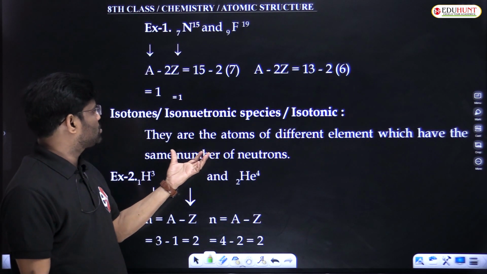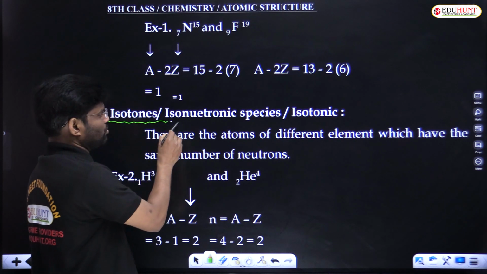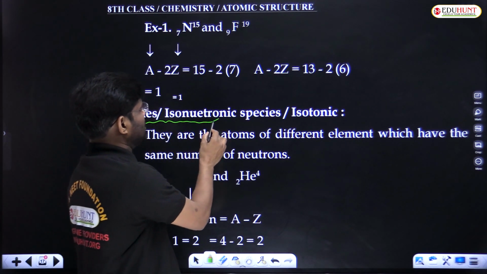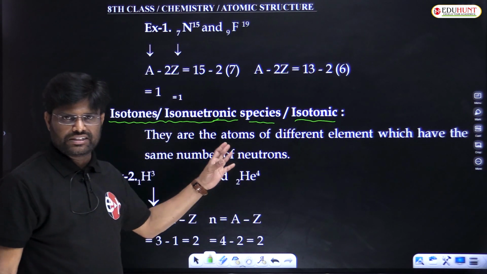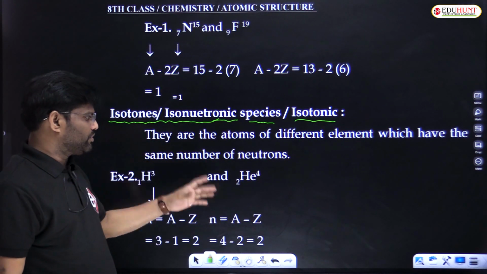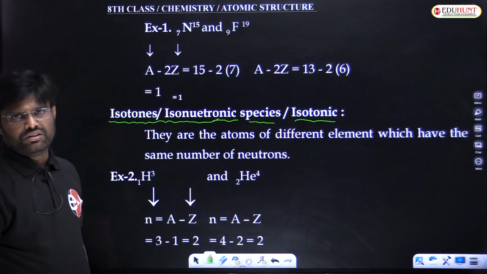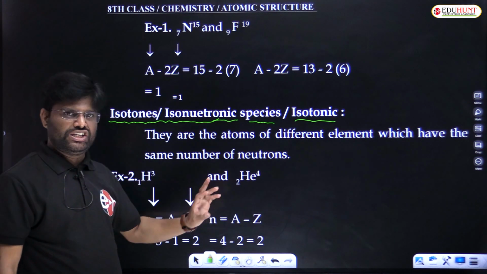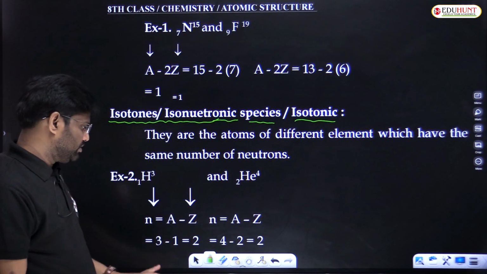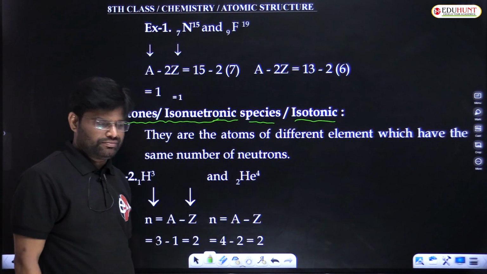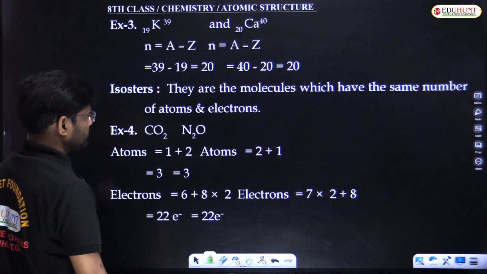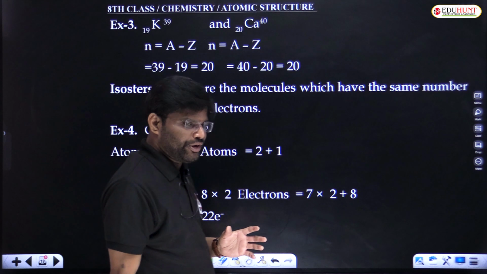This is about the isotones. Isotones, or you may call them isoneutronic species or isotonic, all are the same, having the same number of neutrons. Example, 1H3 and 2He4. I explained this before too. Just reminding you, A minus Z, the number of neutrons, is the same.